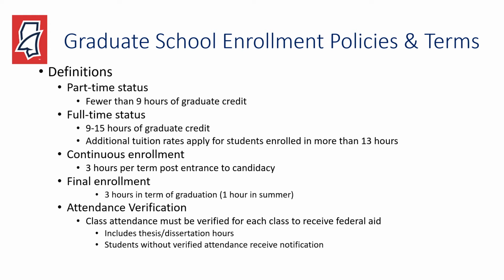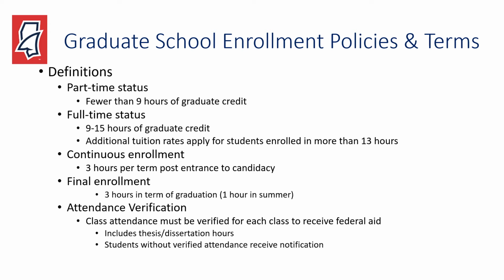There are various policies that govern enrollment and terms for graduate students. Part-time status is identified as being enrolled in fewer than 9 hours of graduate credit. Full-time status involves 9 to 15 hours of graduate credit during the fall and spring term. Additional tuition rates may apply if a student enrolls in more than 13 hours.